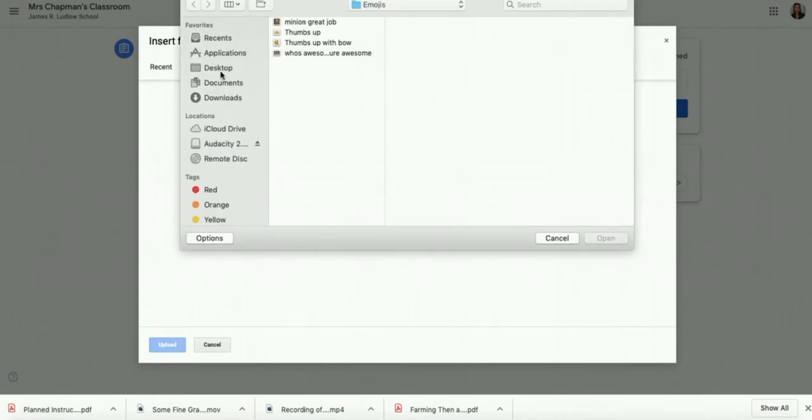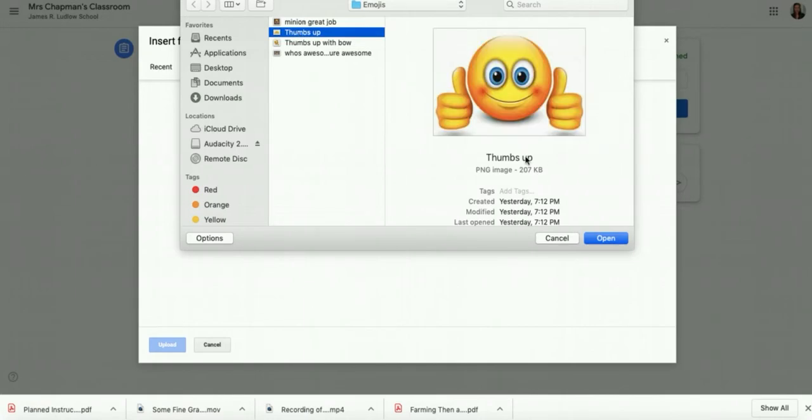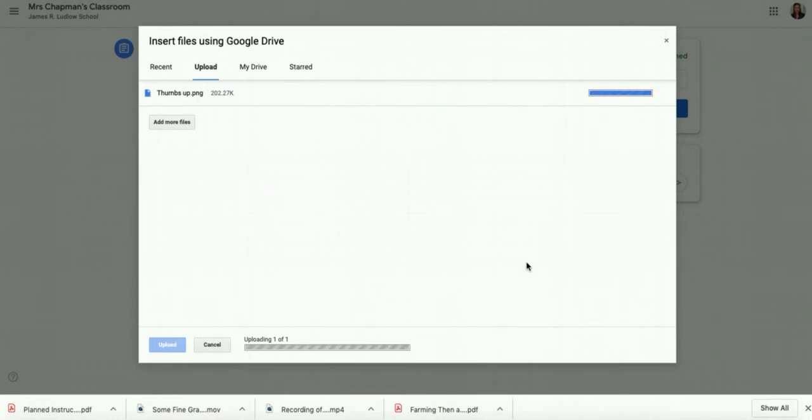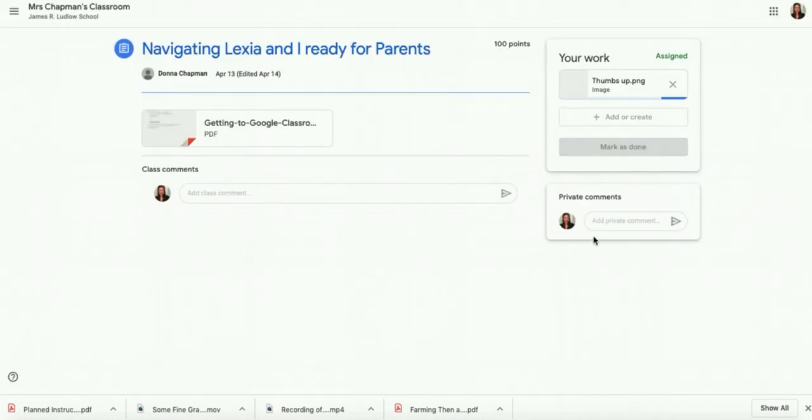So if you saved it to the desktop, let's say I want to add this picture. I downloaded some emojis that I could add to your work as I'm grading it. Not grading it, but checking through it. So there I'm adding my thumbs up emoji. I'm going to wait for it to load. Now be careful. If you hit this X, it's going to be gone. Okay, so you should be able, as the week goes on, to add these.